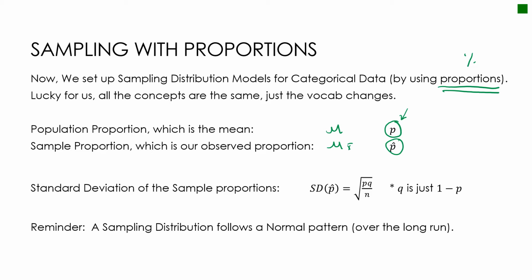Remember, what's Q? Q is just 1 minus P. So if I tell you that P is 0.2, then that means Q must be 0.8. And then P hat would be what I actually observed, which will probably be something close to 0.2, but not exactly. And again, what we're doing is we're looking at finding the proportion of something over several samples.